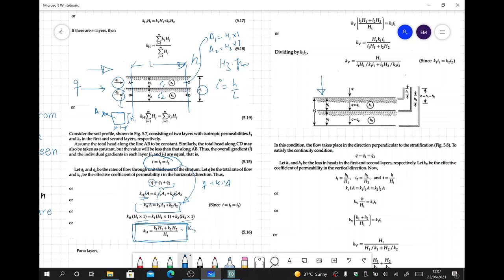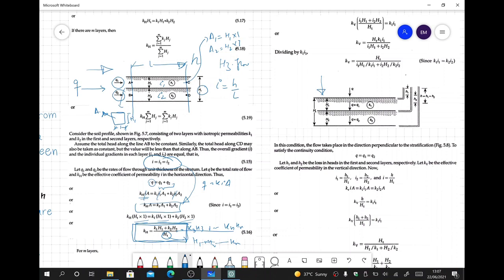For example, if we have another layer K3 H3 and so on, up to KN and HN, this HT will be equal to the thickness of all the layers, that is H1 plus H2 up to HN. So this was for the horizontal permeability.